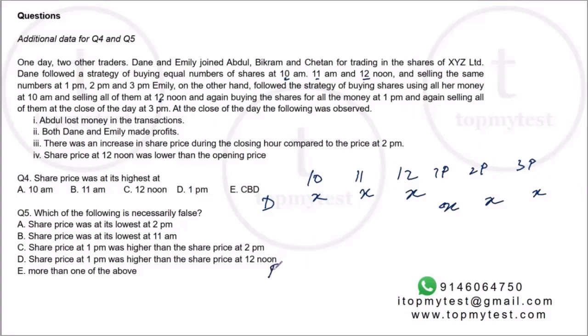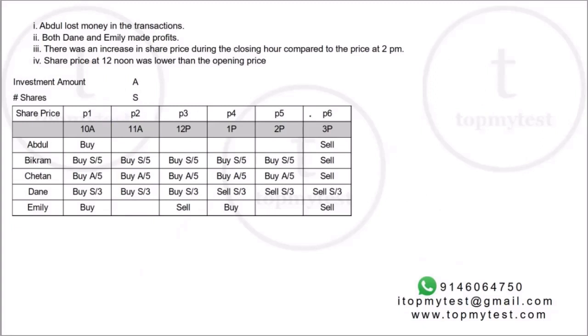Whereas for Emily, you're buying at 10 o'clock, then selling all of it at 12. Buying again at 1, and selling all of them here. So whatever she buys, she's going to sell everything at 12. Then use that money again at 1 and buy whatever she can, and then sell again. So let's track this down. I have summarized this part. So share prices are P1, P2, P3, P4, P5, P6. Dane is buying at the first three and selling at the last three. Emily is buying, selling, then buying again and selling. Let's see what this says.